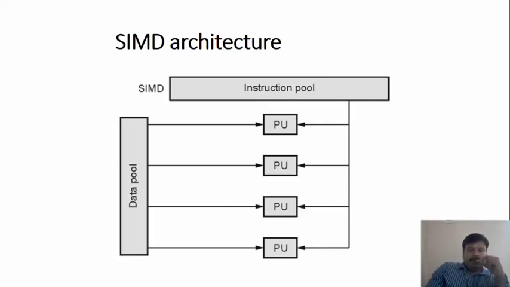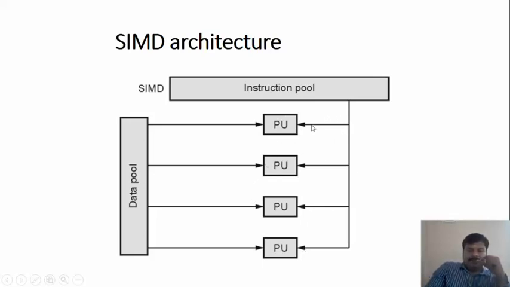You can see only one line, that is, we represent only one line from the instruction pool. A single instruction is given here, the same instruction is given here, and the same instruction here. But here is one data pool, another data pool, and another data stream. So there are multiple data streams which act for a processor dealing with a single instruction.